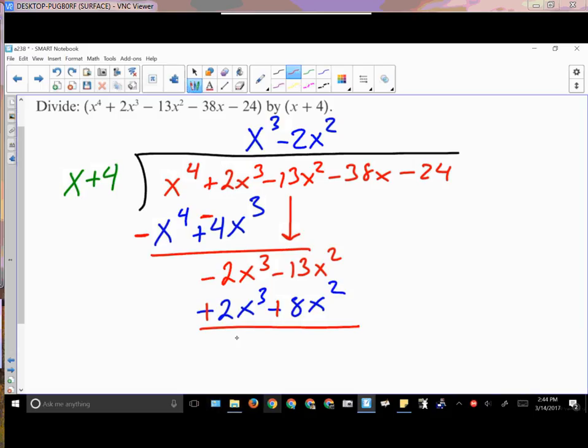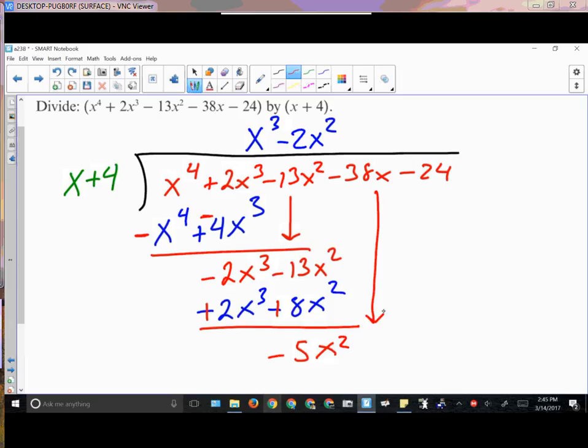Now, if you've messed something up and these two things don't match, then you got to go back and double check your multiplication. Maybe you chose the wrong value. These two must always match, first two. So this cancels out. I have negative 13x squared plus 8x squared. So that leaves you with a minus 5x squared.